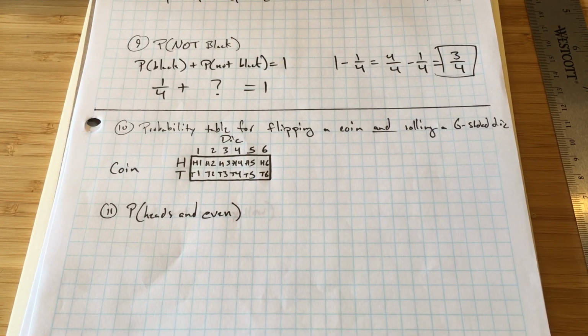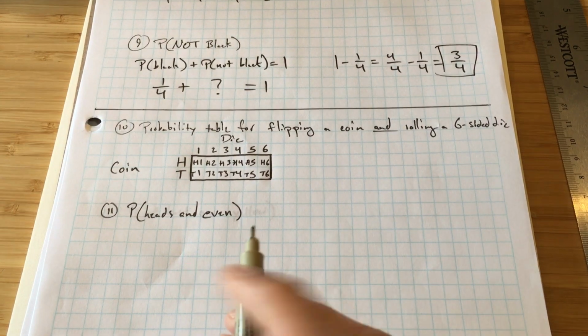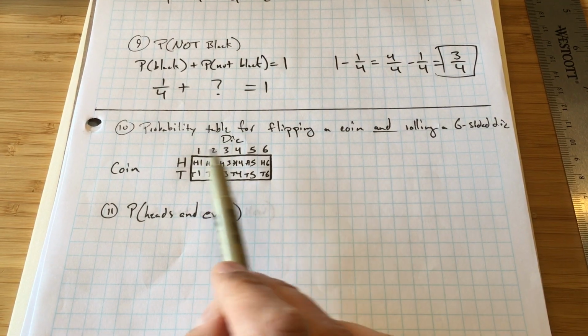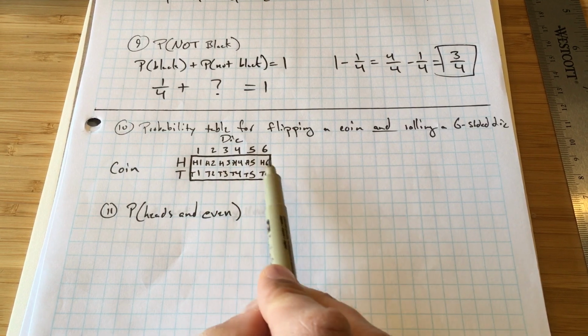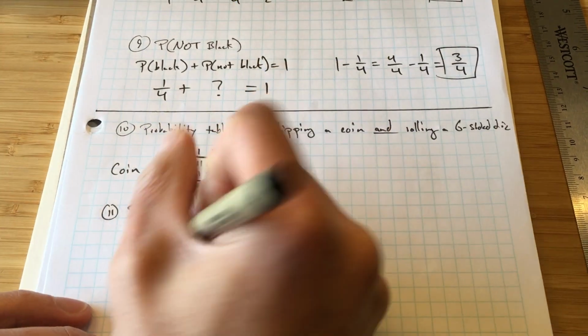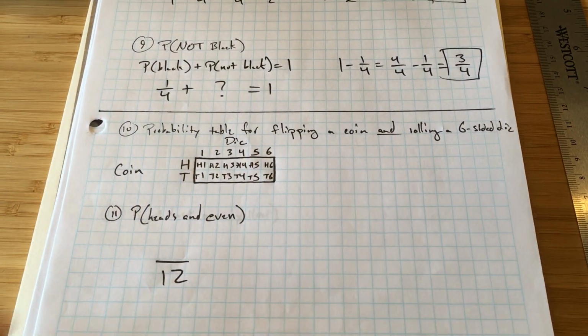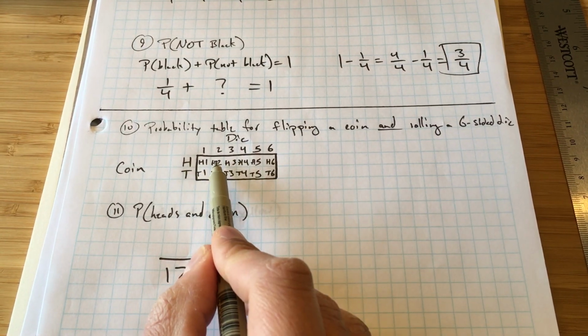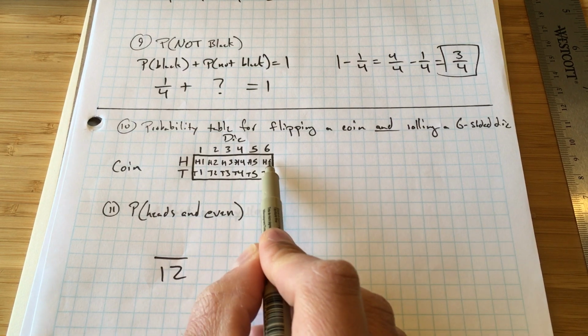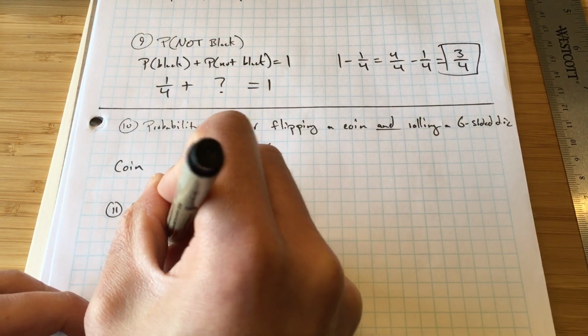Here is the probability of heads and even. So if I want to find the probability of getting heads and even, I look at how many outcomes I have total. Well, there are 12 squares inside of this table, so that's my denominator. How many times did I get a heads and an even number? Well, here's heads. I got a heads and a 2, a heads and a 4, and a heads and a 6. So 3 times out of 12.